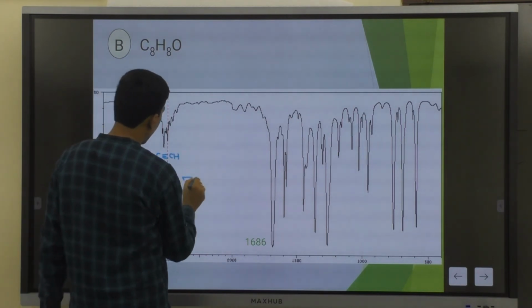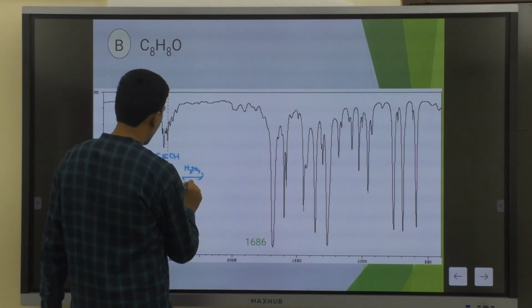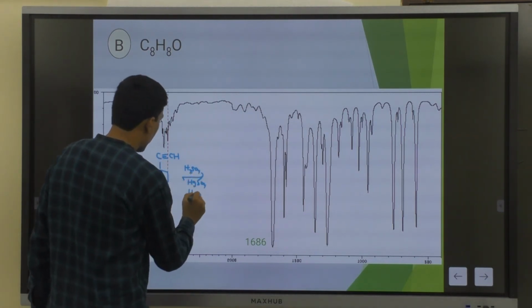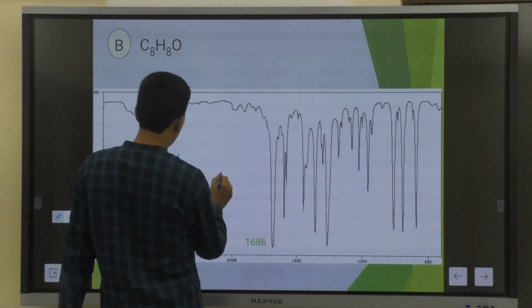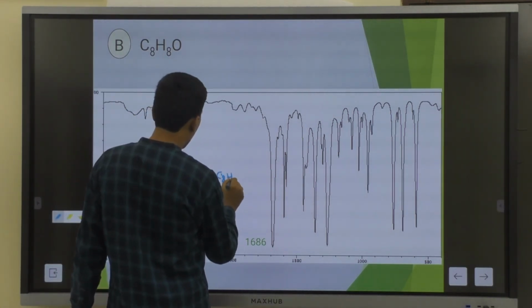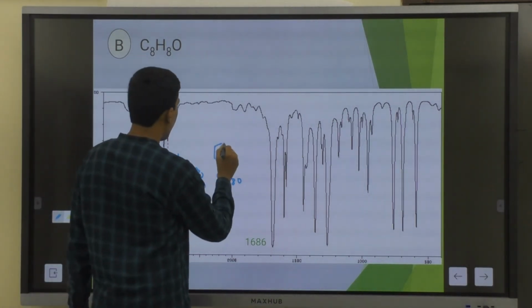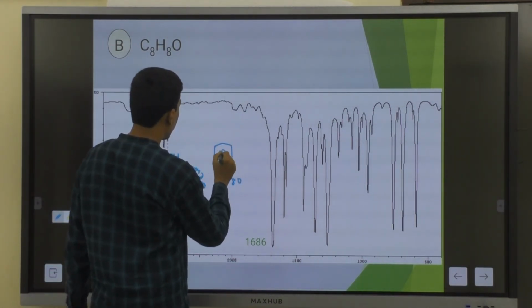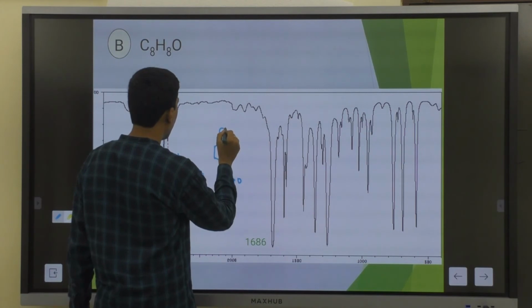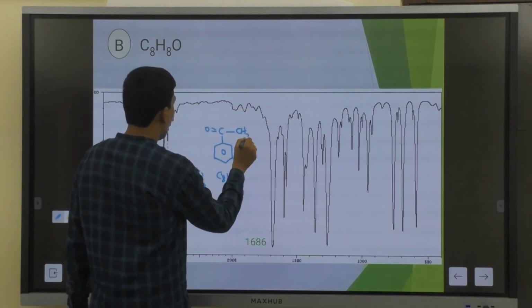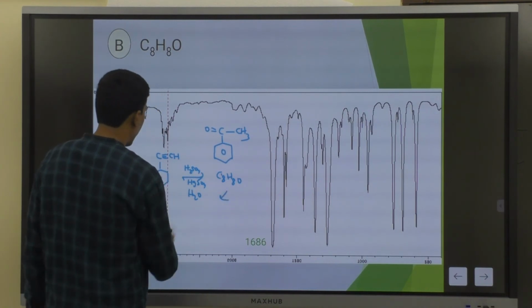Phenyl acetylene, in the presence of H2SO4, HgSO4 and water, gives C8H8O. So it might be a ketone. This is a hydration of alkyne reaction. Okay, this is a ketone. You can see the DBE for this also.